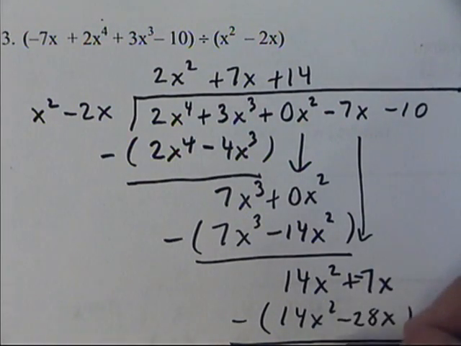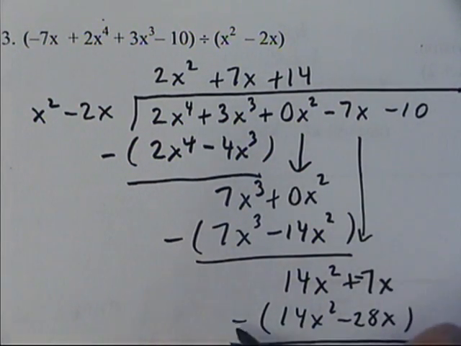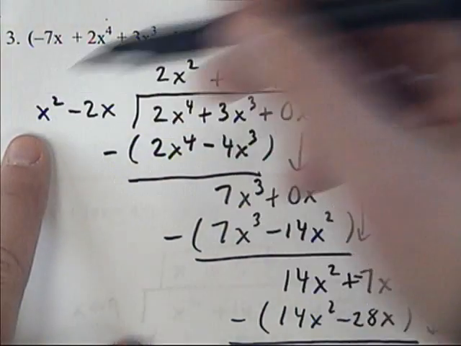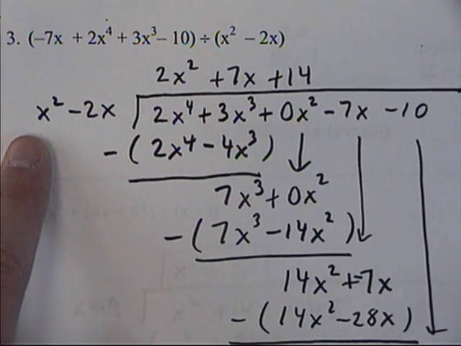Now, first column cancels, second column is negative 7 minus a negative 28, so that's actually like adding 28, which gives us positive 21x. Now, here's the problem. We can't divide x squared into 21x. This is smaller than this, so it doesn't work.